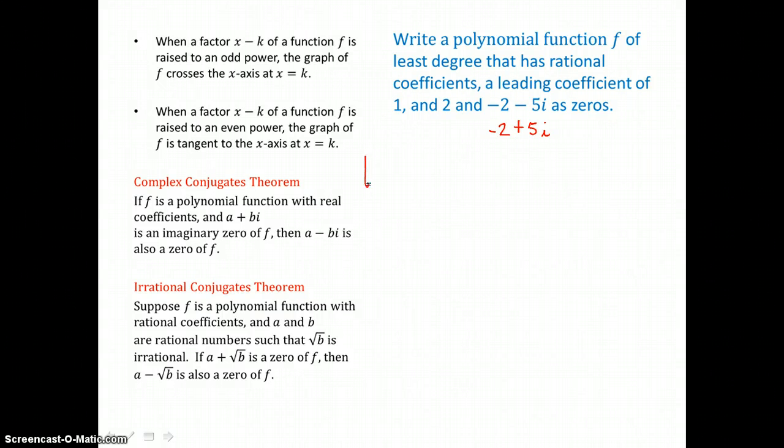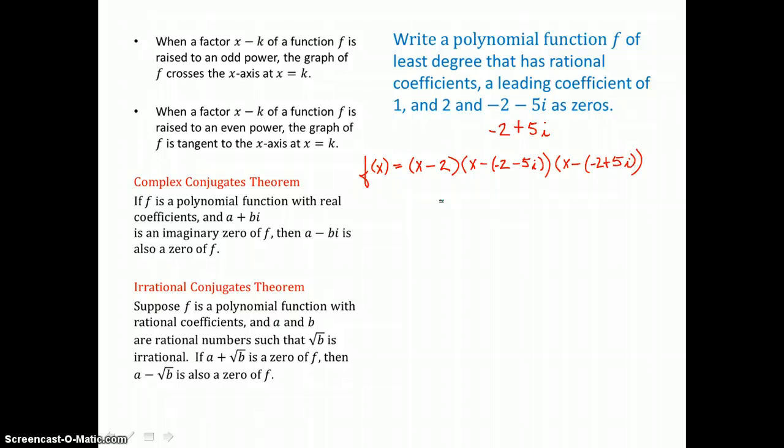So we're going to work backwards. We know that those zeros come from factored form, so we'll put them back in. X minus a 0. The first one is 2. X minus the second 0, which is negative 2 minus 5i. And x minus the third 0, which is negative 2 plus 5i.